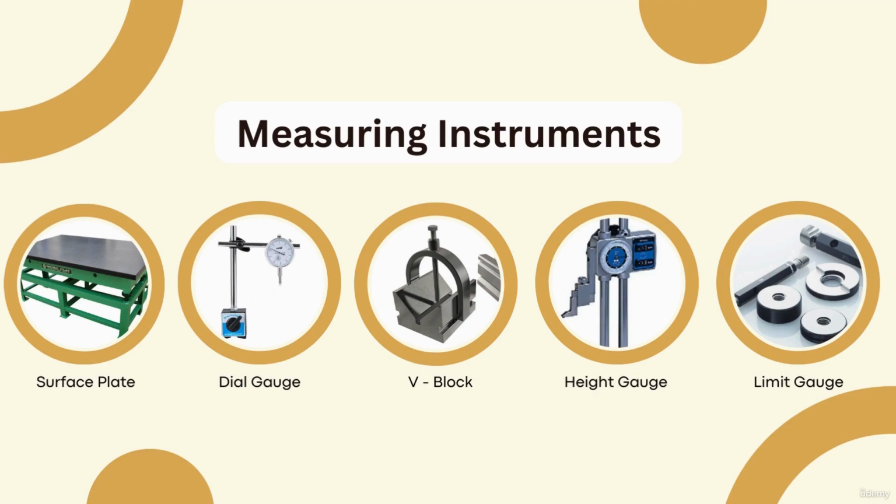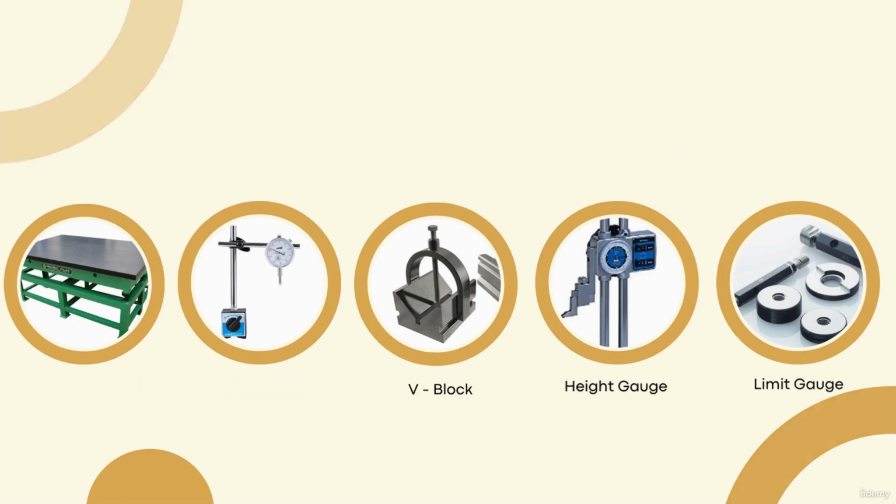There are a lot of measuring instruments used in industries to measure different types of components, either a cylindrical component or a flat surface component. The first one is surface plate, second one is dial gauge, third one is V block, fourth one is height gauge, and the fifth one is limit gauge. Look at these different types of gauges used to measure each and every component with reference to it. Now each topic in detail.